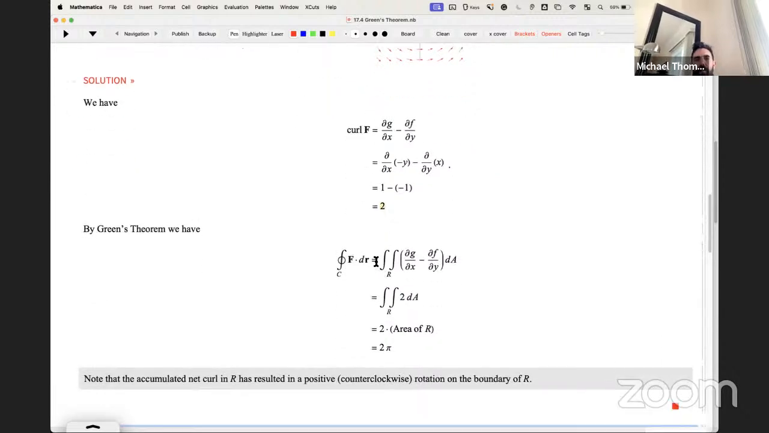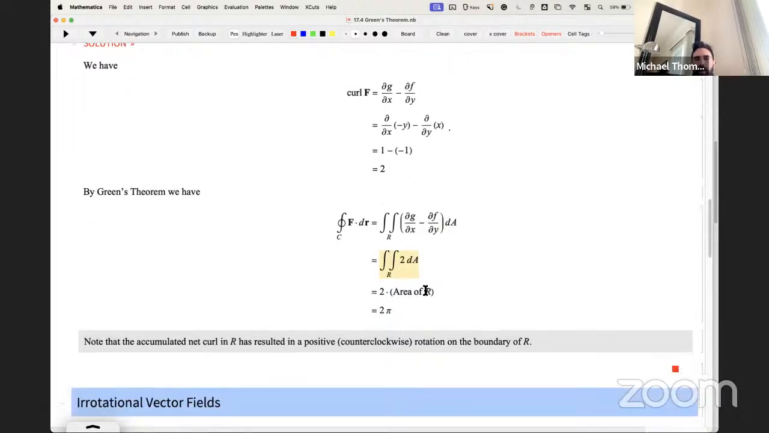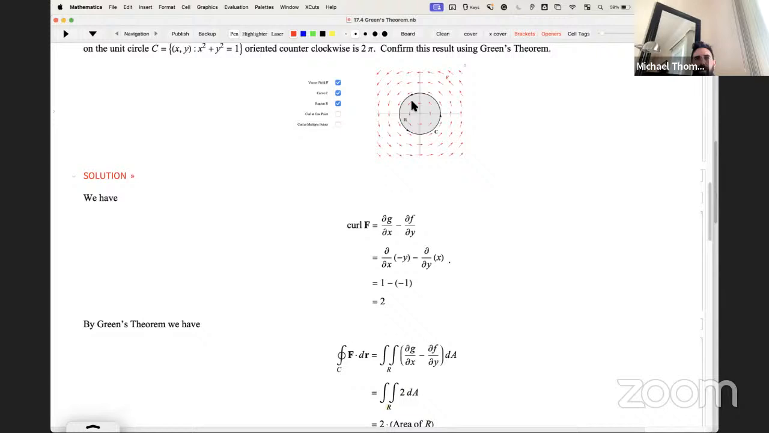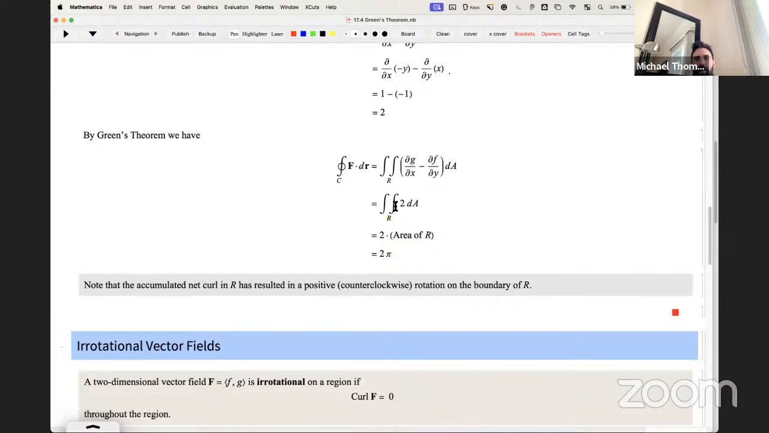Now we're going to evaluate the right side of Green's theorem. We simply plug a 2 in, and then we evaluate the double integral using everything we know about double integrals. By the way, this is a very easy one because the region of integration is a unit circle, and we already know the area of a unit circle. It's just pi. So we don't even need to evaluate the double integral. We can just shortcut it. We know the area of R is just pi.